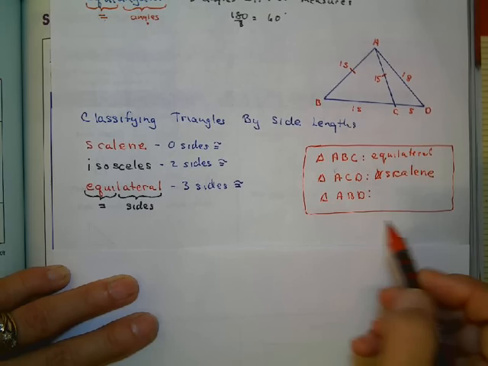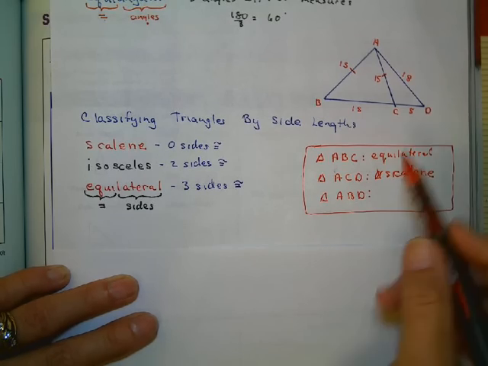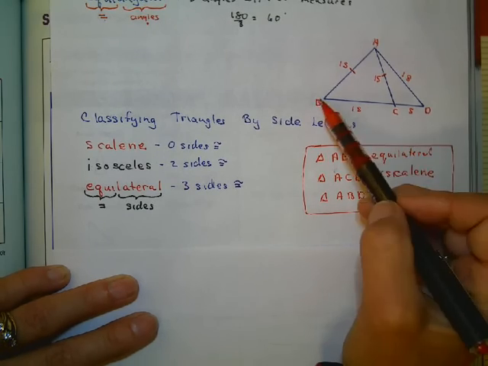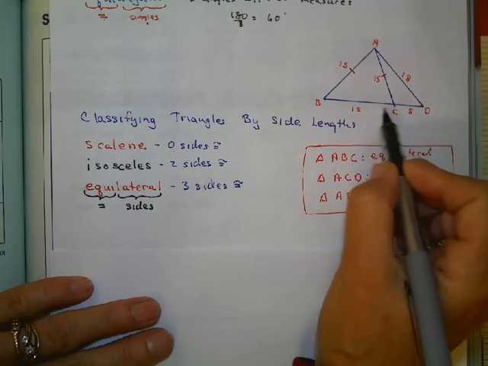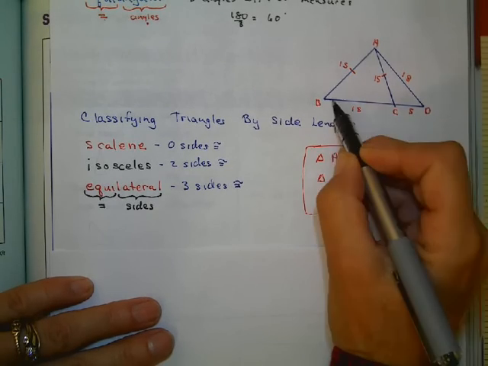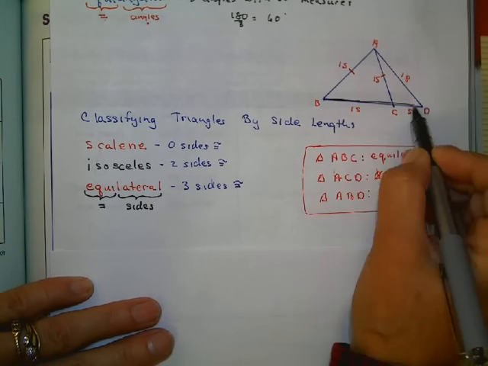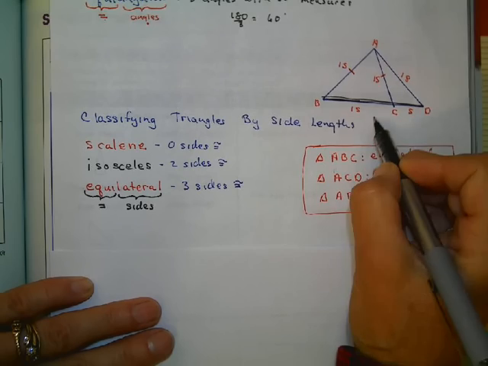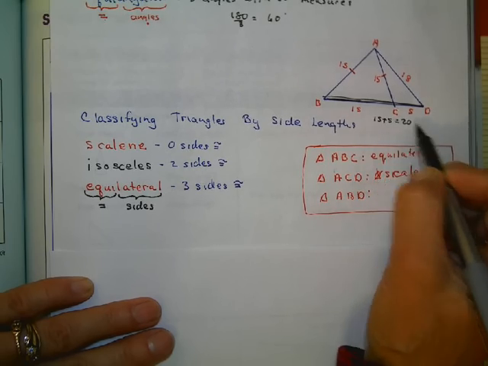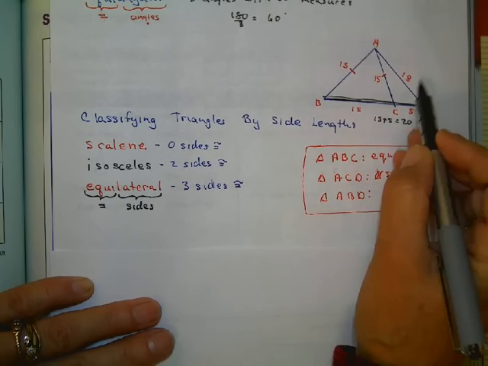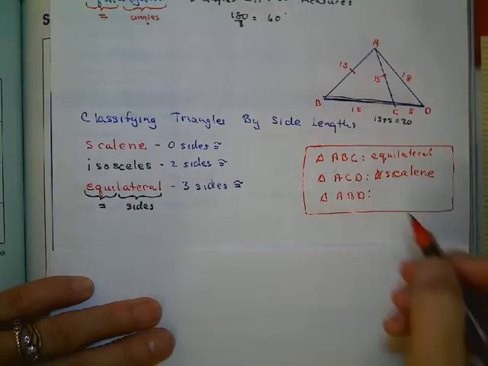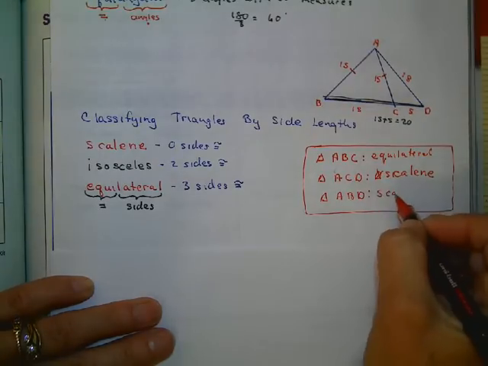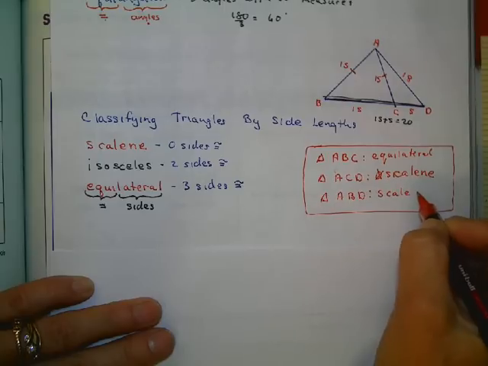And finally, we're going to look at triangle ABD. A to B to D. Now, when you get a picture like this, where this is 15 and this is 5, I know I can find the length from B to D by just saying 15 plus 5 equals 20. So the length BD is 20, this is 18, this is 15. Again, no sides are the same, so triangle ABD is also a scalene triangle.